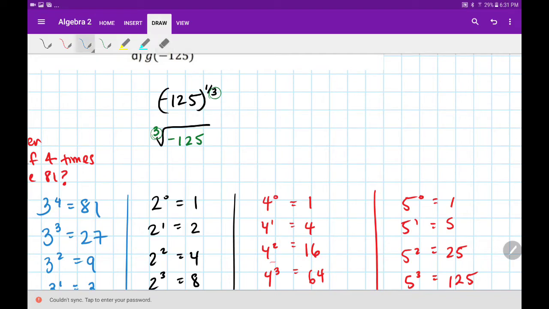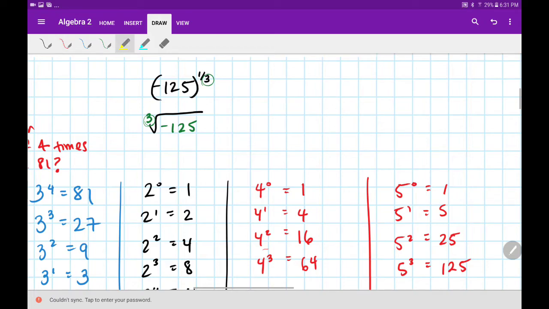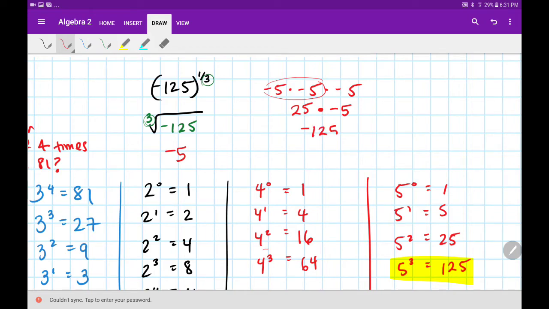Okay, so what number can multiply with itself 3 times to give me negative 125? Well, we know that 5 times itself 3 times gives us 125. But I need negative 125, so let me see if this works. Let's try negative 5. If I take negative 5 and multiply it by itself 3 times, these two together will give me positive 25. And then when I multiply it with that last negative number, I do get negative 125. So our answer in this case is negative 5.